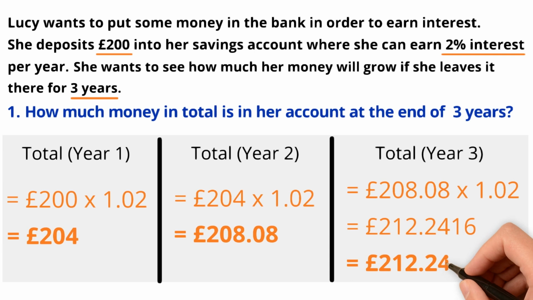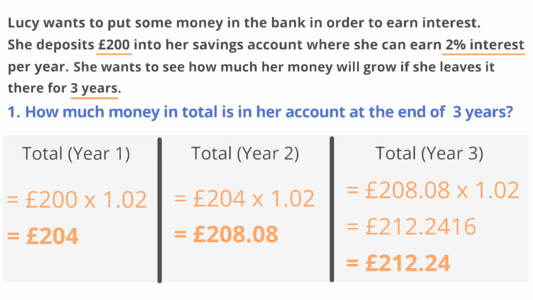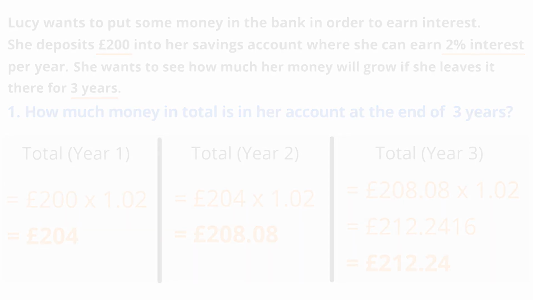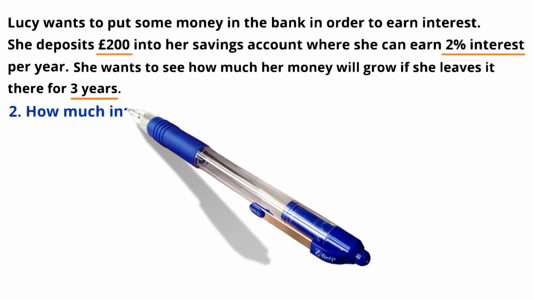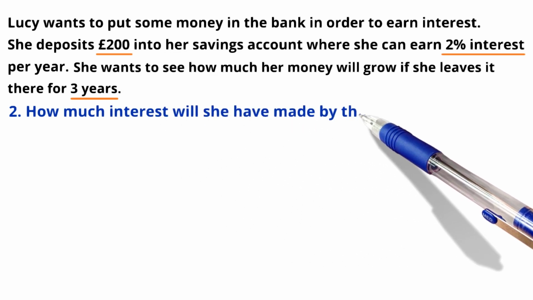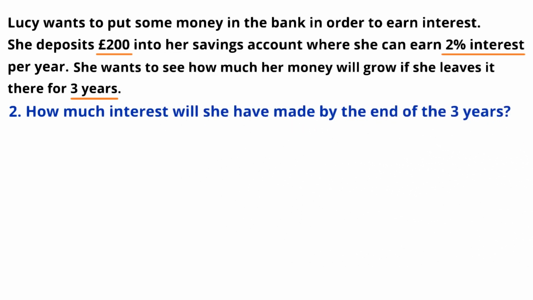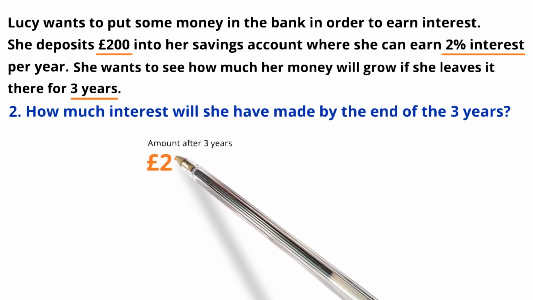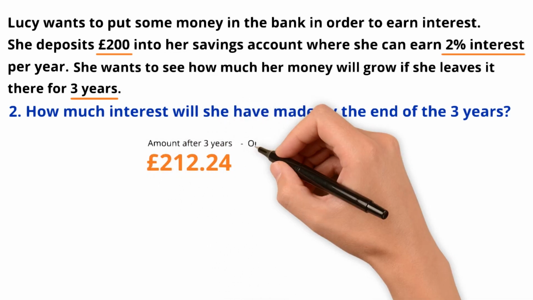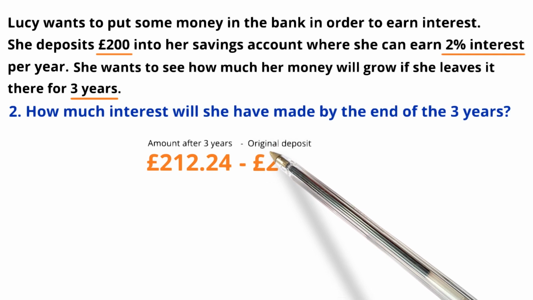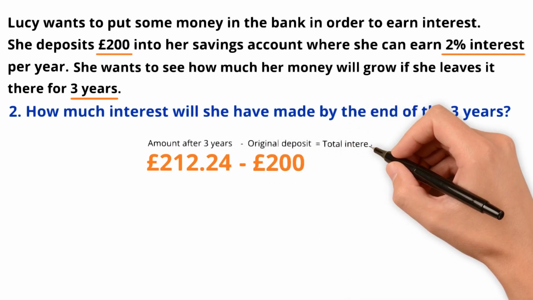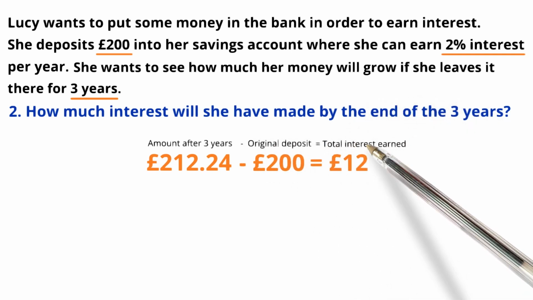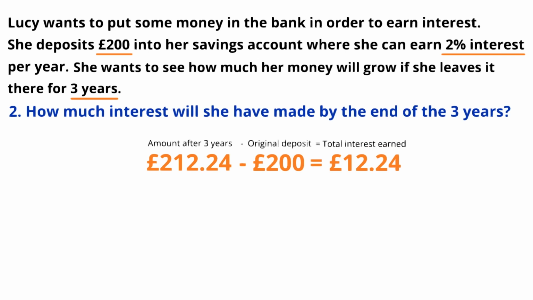Note that we rounded our answer to 2 decimal places as we are dealing with a monetary value. From here, we can work out how much interest Lucy has earned. We do this by calculating the difference between the amount she ends up with after 3 years with the amount she deposited at the start. Lucy earned £12 and 24 pence in interest over the 3 years.